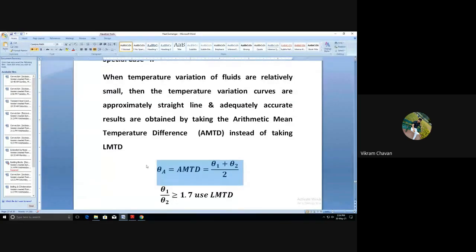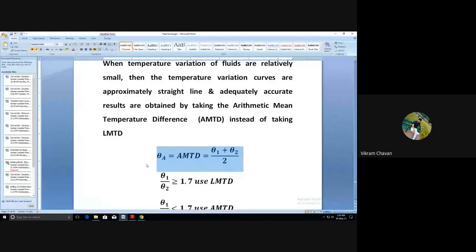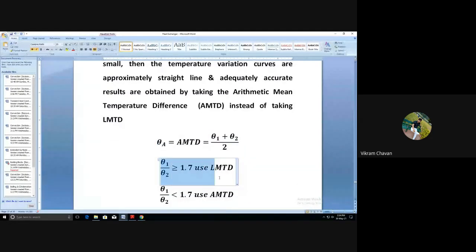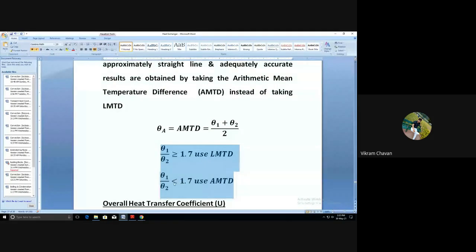Here is one question: when do we have to consider the AMTD and when the LMTD? For that purpose, you have to perform one small operation, that is, consider the ratio of theta 1 to theta 2. If this ratio is greater than or equal to 1.7, then you can use the LMTD method. And if this ratio is less than 1.7, then you have to use the AMTD. AMTD is nothing but theta 1 plus theta 2 divided by 2.